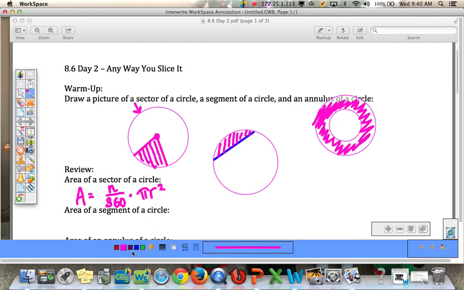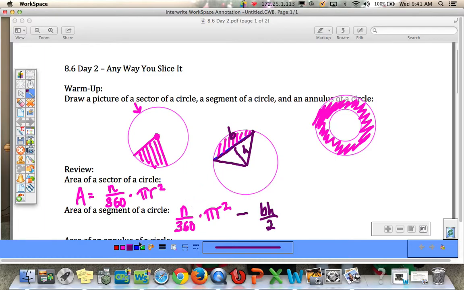The area of a segment of a circle, think your slice of pizza: the sector of the circle minus the area of the triangle. So it's that same formula from above, n over 360 times pi r squared, but you're going to subtract the area of the triangle. And here's the triangle with your base and your height. So it's going to be base times height divided by 2. Okay, and that'll give you the shaded region.